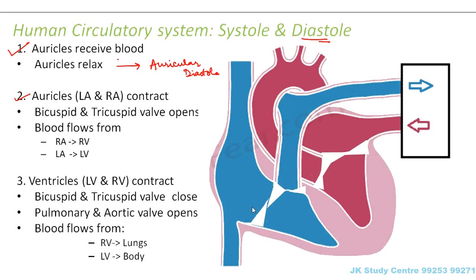So where do we have the bicuspid and tricuspid? Let us suppose this is the right auricle, this is the left auricle, this is the right ventricle and this is the left ventricle. Between the right auricle and right ventricle we have the tricuspid valve. So this is my tricuspid valve. We said RTR: between right auricle and right ventricle we have the tricuspid valve. Between left auricle and left ventricle we have the bicuspid valve.